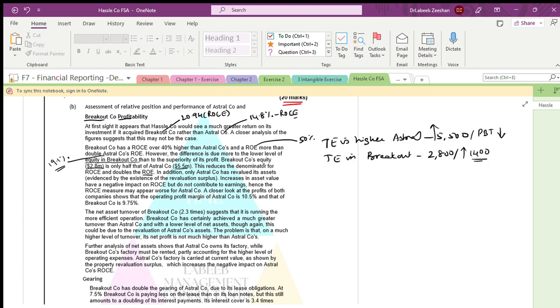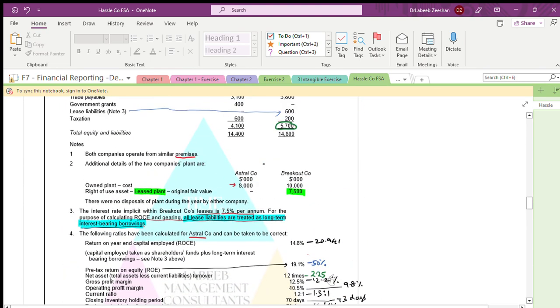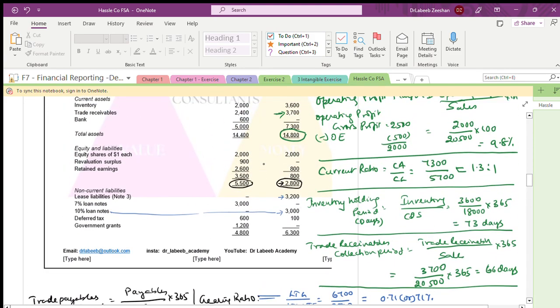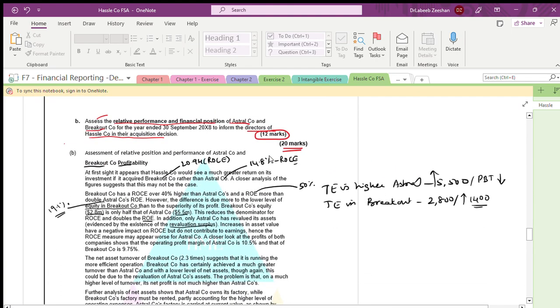In addition, Astral revalued the assets, evidenced by the existence of a revaluation surplus. Where will it be? It will be somewhere in the equity. Here they have the revaluation surplus. When they have a revaluation surplus, they have revalued the assets. Because of that, that is also one of the reasons for the impact.